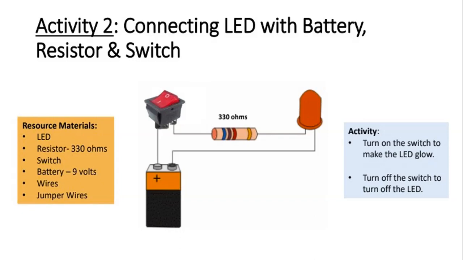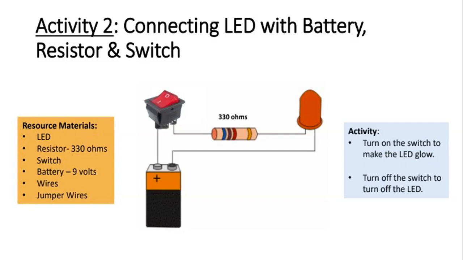So as per activity 2, connecting an LED with the battery, resistor, and switch. The resource materials are an LED, a 330 ohm resistor, a switch, a 9-volt battery, as we see here, and conducting wire and jumper wires if required. Why 330 ohm? That we will discuss in the next lecture, because of the conducting voltage, and as per Ohm's law, V is equal to IR, we can identify the value of the resistor through V by I. So that is the point.